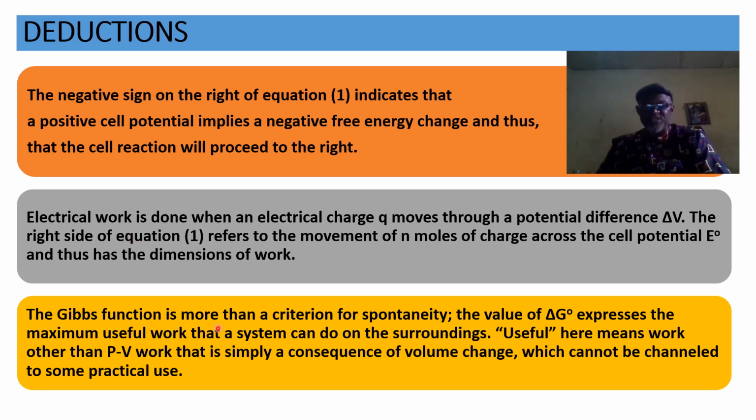And the Gibbs function is more than a criterion for spontaneity. We have used it to check the spontaneous nature of the reaction. But it is more than that. It can also express the maximum usable work that the system can do on the surroundings. And we're talking about non-PV work here. So that is also the practical use of this change in Gibbs free energy.